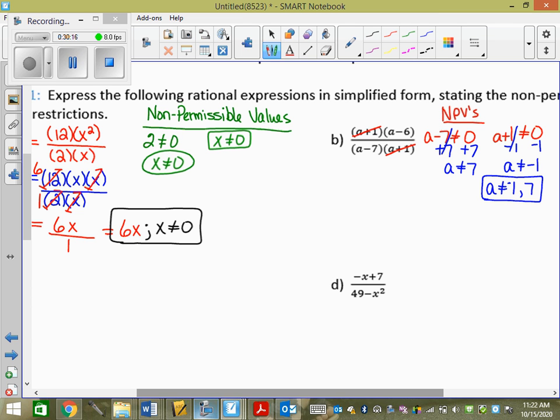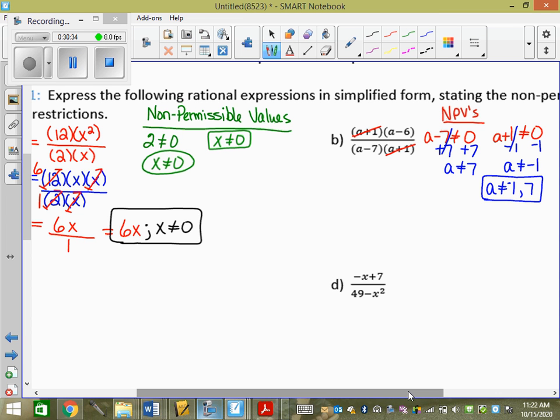Because I'm not allowed to cancel those off until I've stated my non-permissible values. If not, you're just going to tell me A can't equal 7. You'll be missing one non-permissible value. You'll pick the wrong multiple choice answer, and you'll be sad. Okay? So we always state our NPVs before we cancel. Now we have A minus 6, A minus 7.